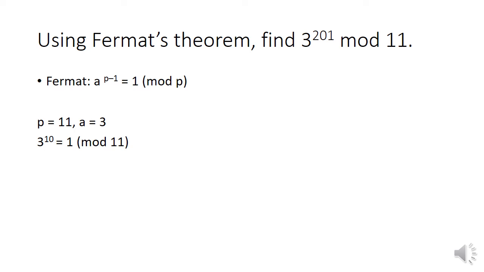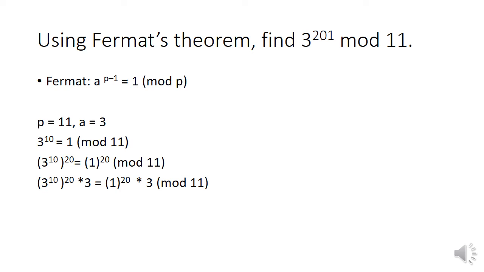So we can raise both sides to the power 20. So we get 3 power 10 power 20, and on the right hand side, we get 1 power 20, which is 1. We can also multiply by 3, since a equals 3, in order to get 3 power 201. And on the right hand side, we get 1 times 3. So we end up having 3 power 201 equals 3 mod 11, which is 3.